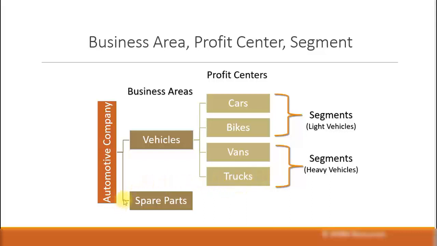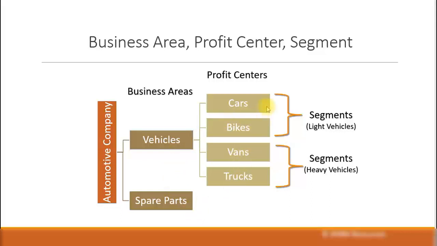For example, if you are running an automotive company, you might have different business areas. Now here I have put one business area called vehicles, another business area called spare parts. So this way you manufacture all your vehicles, and this is the business area where you sell your spare parts for the vehicles. Now we have different type of vehicles available.